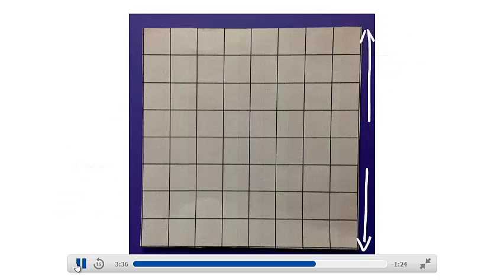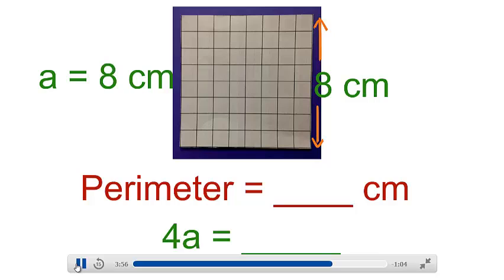Now, use your square grid to cut a square of any side and paste it in the space provided. So right here we have the side of the square equal to 8 centimeters. We denote the side as A. Now, can you find the perimeter of this square by counting the sides of the squares that make this big square? Is it not 32 centimeters?